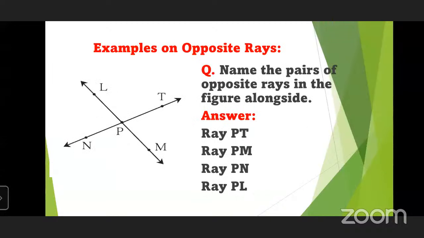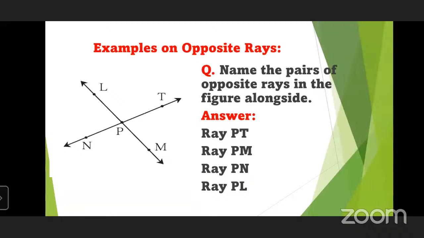Now, examples on opposite rays. The question is, name the pair of opposite rays in the figure alongside. There is a figure given. Point P is the origin and 4 rays start from the point P. So we have to name the opposite rays in the figure.